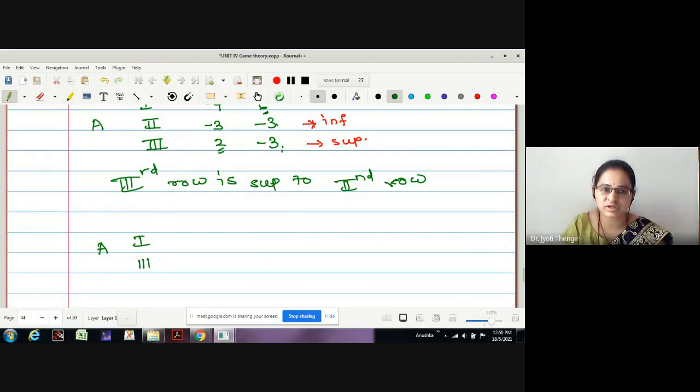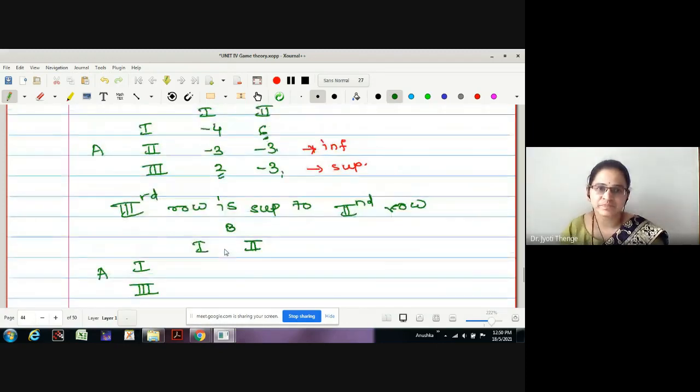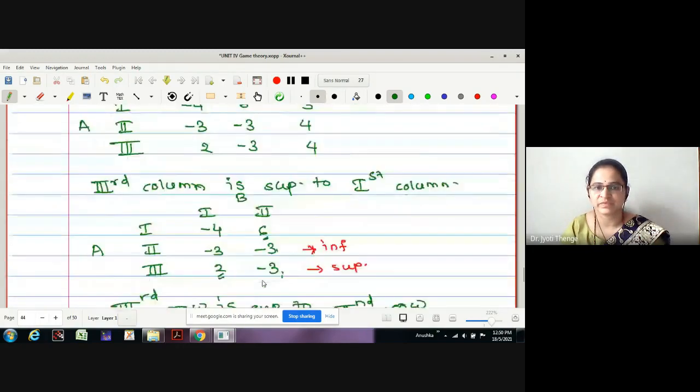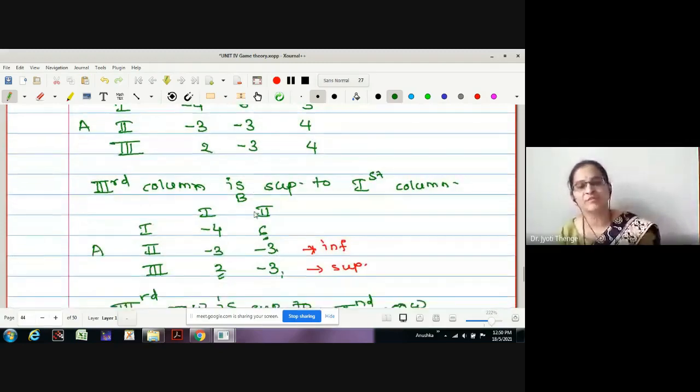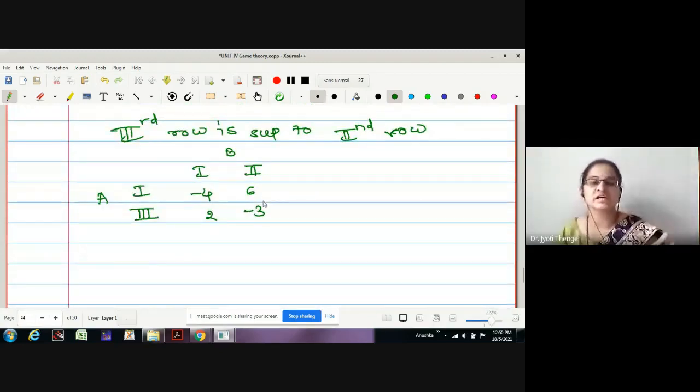Second I am going to delete. No? This is 1, 3. This is 1, 2. And we remain with -4, 6, 2 and -3. Therefore, by using this dominance property, we have reduced the 3 by 3 payoff matrix to 2 by 2. And once it reduces to 2 by 2, it is very easy for us to solve by the arithmetic method.